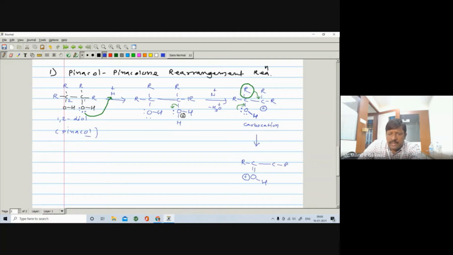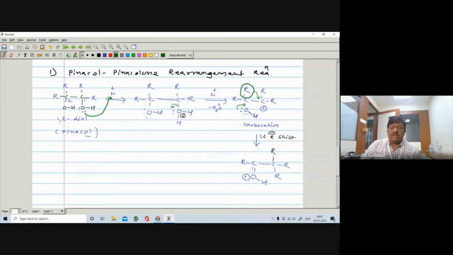Here is the carbon, already there is an R, there is an R, and this R, which was on the carbon having the OH group, will attack here. So this R gets a migration. So it is called a 1,2 R shift. Why? Because the R is at the 1 and 2 position. So it is a 1,2 methyl shift or 1,2 R shift. So this is a rearrangement step. This step is important. It is called a rearrangement step.